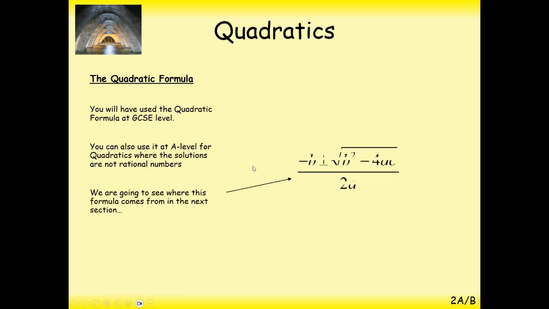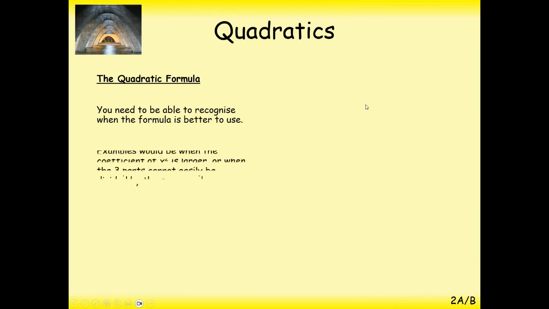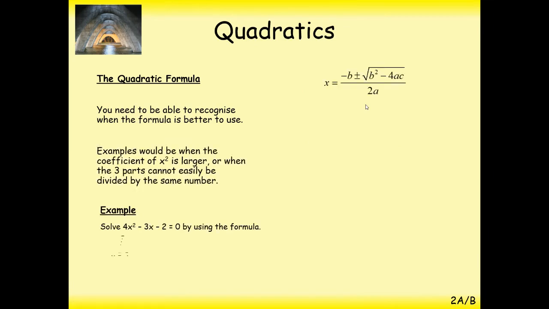To solve it, some questions don't simplify and don't factorize. So the only way to find their solution is with this formula here. You do have to memorize it for A-level maths. So minus b plus and minus the square root of b squared minus 4ac, all divided by 2a. If you don't know what a, b, and c are, you look at your equation. A, b, and c are these values here.